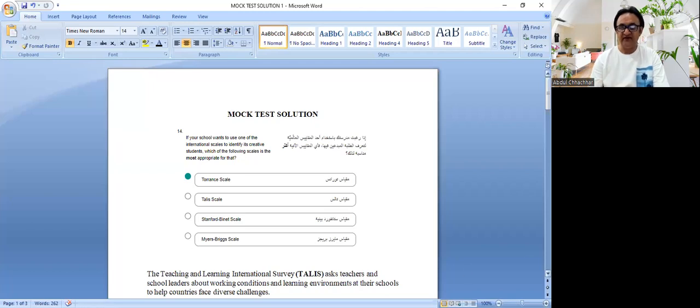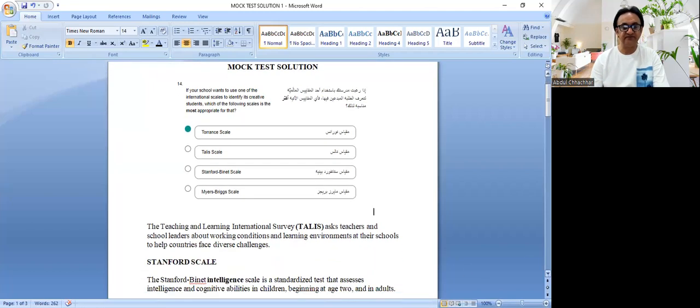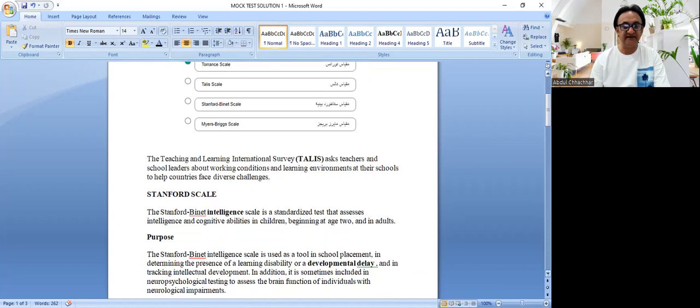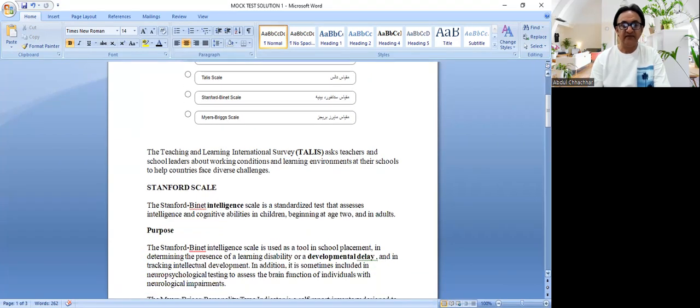Okay, so first we'll talk about the TALIS scale, what TALIS scales are used for. It's actually the Teaching and Learning International Survey, which asks teachers and school leaders about working conditions and learning environment. So that means that's a wrong answer. The second one is the Stanford scale, which is a standardized test that assesses intelligence and cognitive abilities.